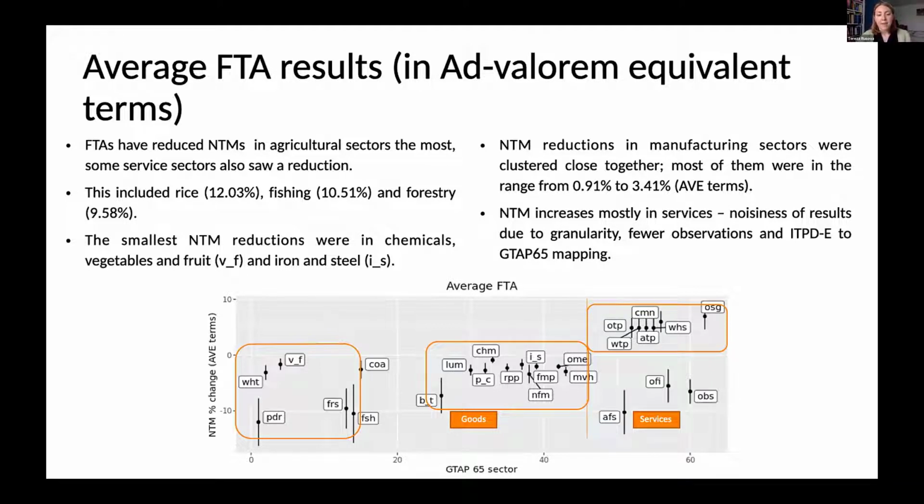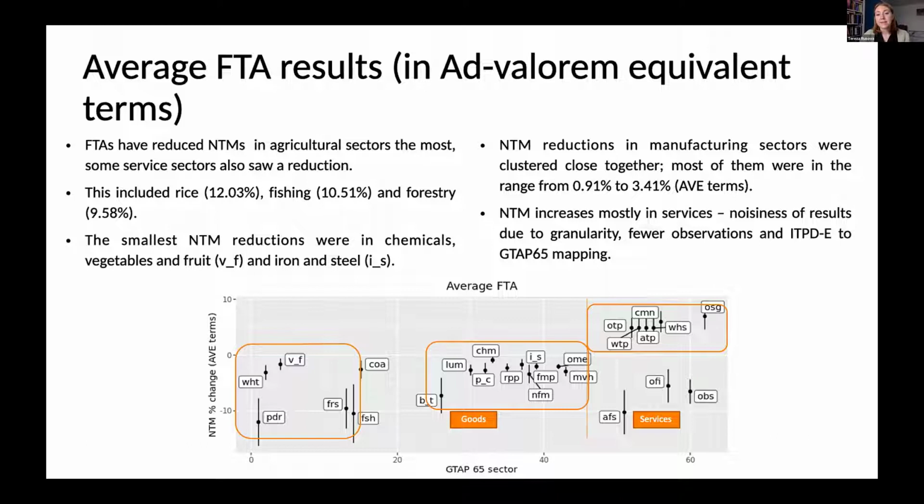So looking at the graph here at the bottom of the slide, we can see roughly three clusters. In the left-hand corner, we can see reductions in agricultural NTMs, which tend to be of high magnitude compared to the middle cluster, which tends to be the manufacturing NTMs. Those manufacturing NTMs tend to be of slightly lower magnitude and clustered together. This is a trend that we can see throughout the different scenarios we have looked at, also when it comes to the individual FTAs.